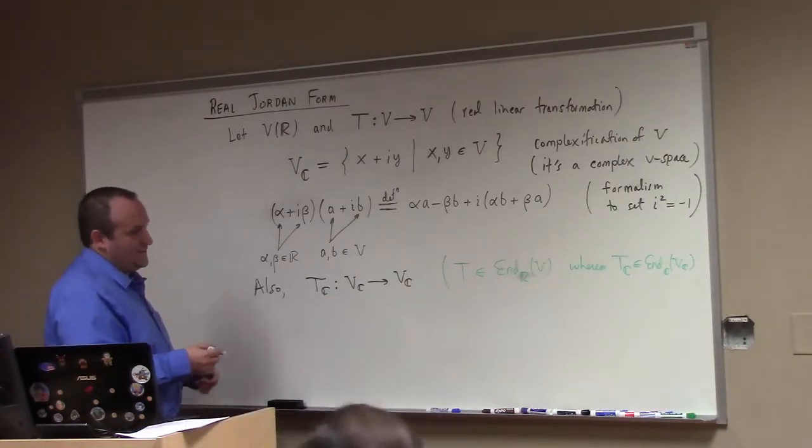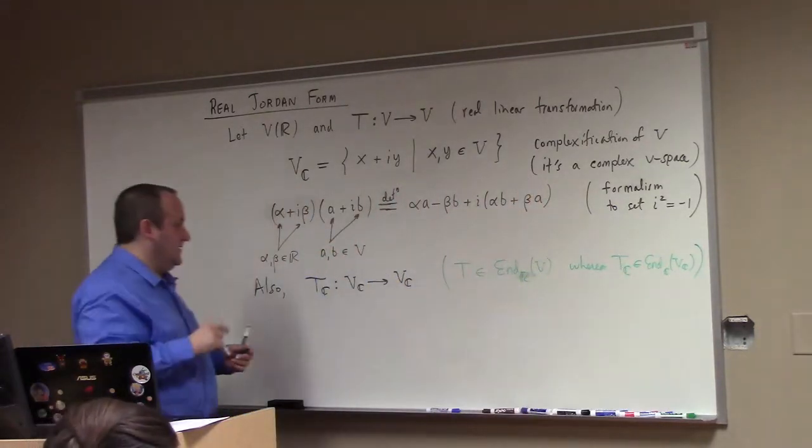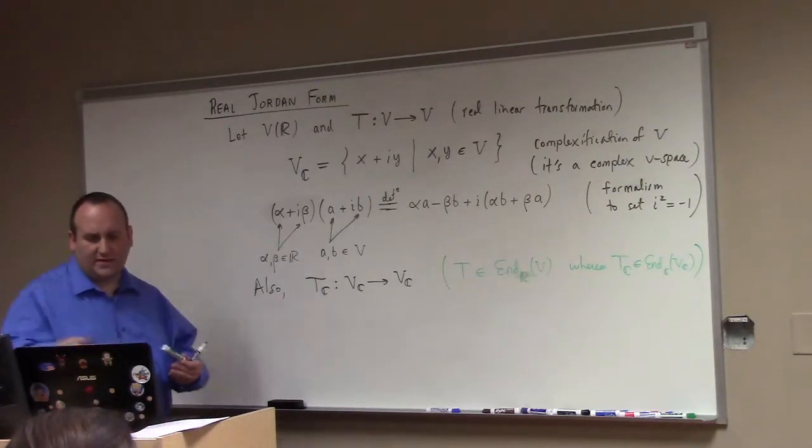That's better. Okay. So this is the complexification of T sub C, which is itself a new transformation, but it's built from the old. All right. And how do we build it?